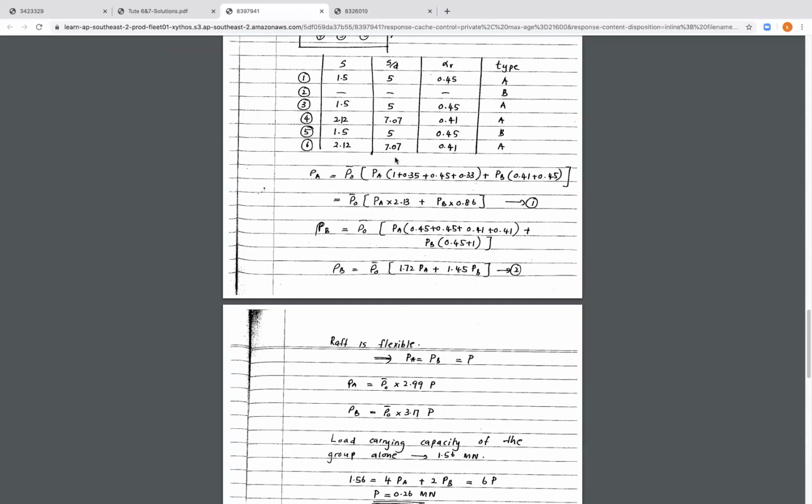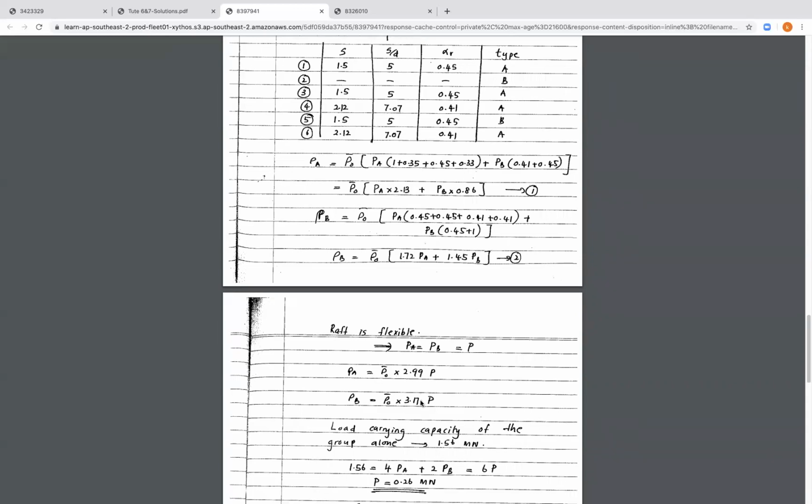After we got that, knowing that the loading on all piles is the same because we are dealing with a flexible raft, the load on piles of type A will be the same as the loading on piles of type B. Knowing that, we can arrange these two equations: rho I will be equivalent to rho naught, which is the settlement of the cap unit, multiplied by 2.99 P, which is the loading on the pile itself, okay?